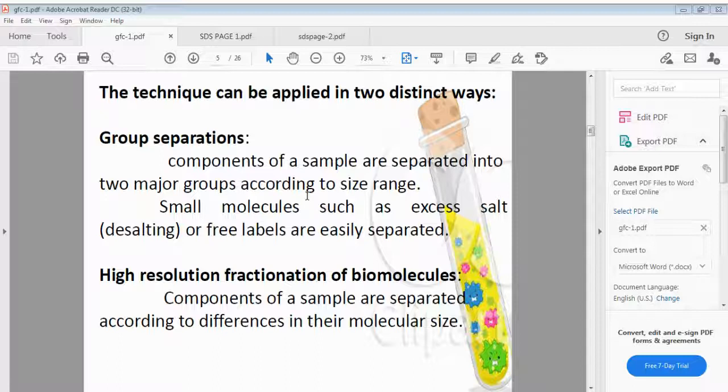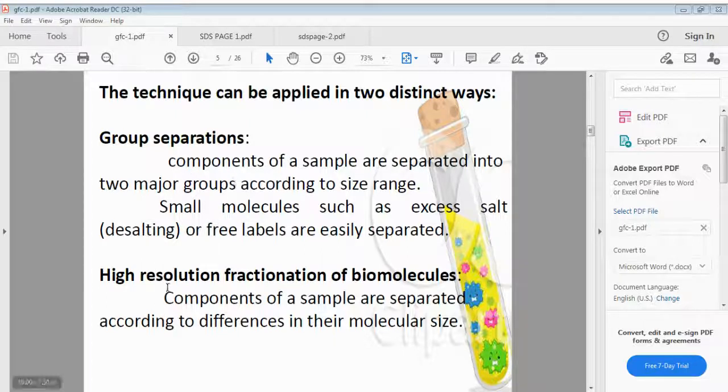That is two groups: one according to size, the bigger size, and the other the smaller size. Small molecules such as excess salt or free radicals are easily separated. This is desalting, a method used to separate proteins from salts. This is a group separation method.